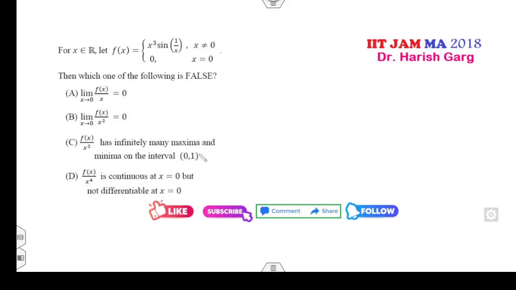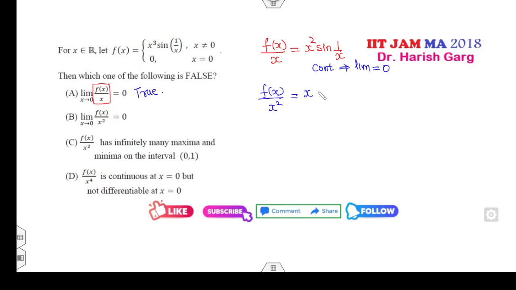Which of the following? That's very simple, you can do it on your own. What is the value of f(x)? This is x² sin(1/x). The function is continuous, therefore the limit exists. Limit will be 0. Yes, it's a true statement. f(x) divided by x², that is sin(1/x) times x. Again the function is continuous by the shortcut, so the limit will be 0.